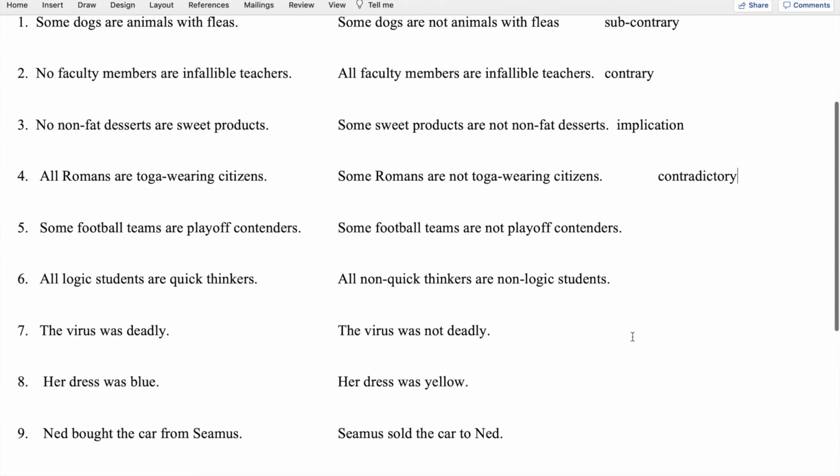Number five, some football teams are playoff contenders, and some football teams are not playoff contenders. We recognize here that these statements can be true at the same time, and so they're not incompatible, but their denials, which would be the universals of the opposite quality, are incompatible, and so these again are sub-contrary.